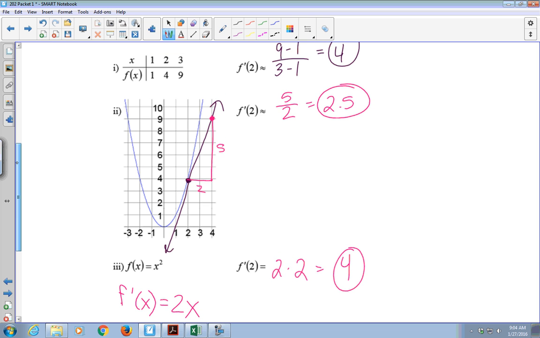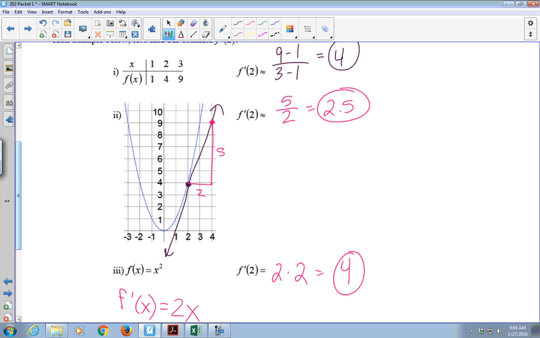We haven't reviewed all the derivative rules together, more the concept of what a derivative is, right? It's the slope of a tangent line. You can estimate it in a couple of different ways. You can find it exactly if you know a formula.